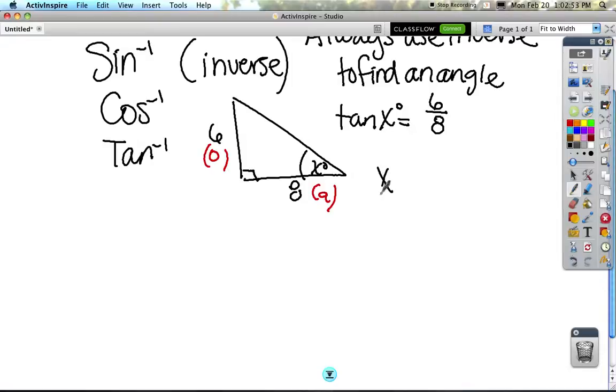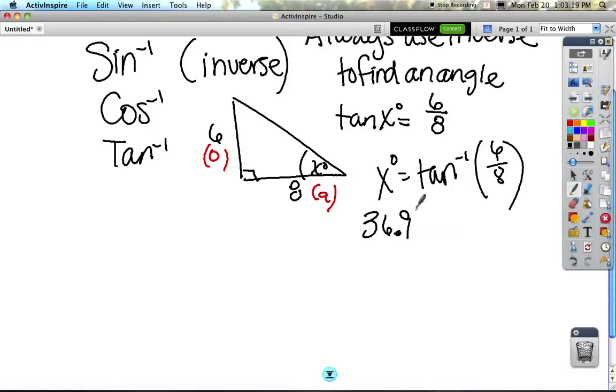So therefore, what you have to do is you have to do inverse tangent of 6/8. So hit the tangent button twice and put 6/8, 36.9. Is that agreed upon by everybody? Okay, now one last thing is this is an angle in degrees. I want that degree symbol right there, please. This is an angle.